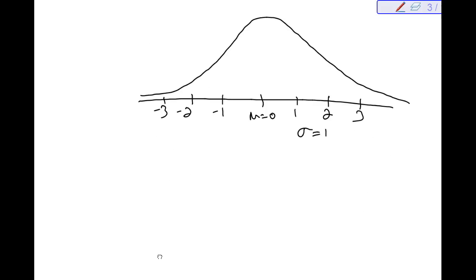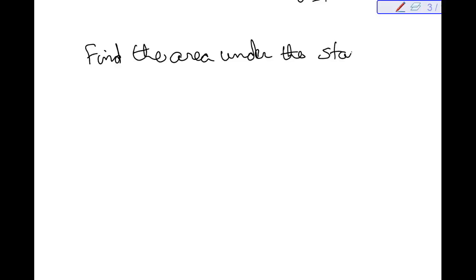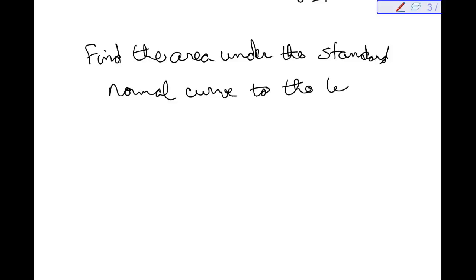So for example, if I want to find the area under the standard normal curve to the left of z equaling 0.74.